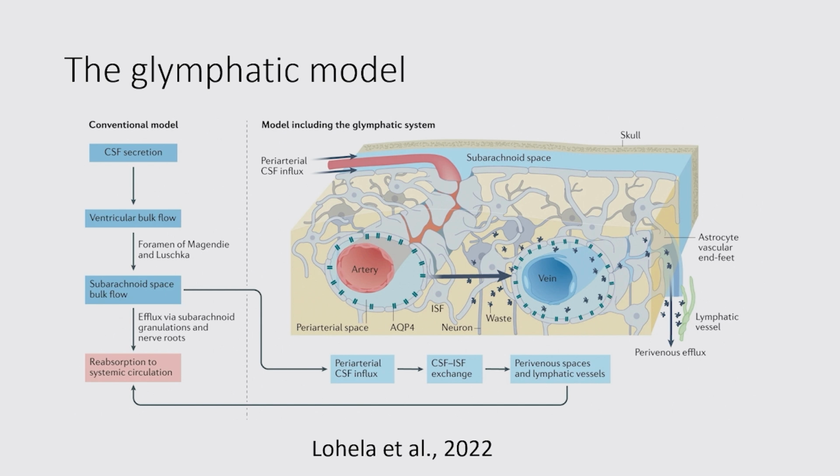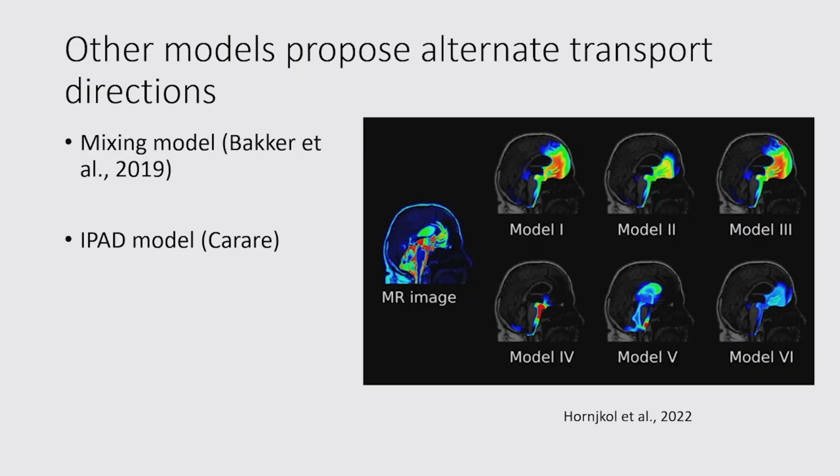In alternate models, there's also this idea that maybe we don't just have directional flow, but it's really mixing, which could involve waves that don't require a specific direction of flow, but nevertheless are able to clear waste, as well as the iPad model, which Meryl referenced earlier, which is essentially suggesting that maybe these waste products exit through the arteries instead of through the veins.